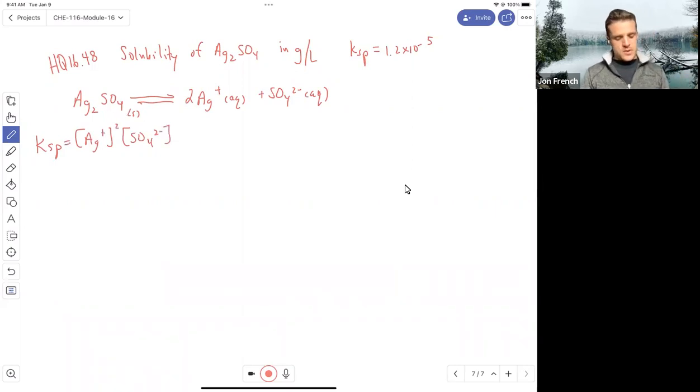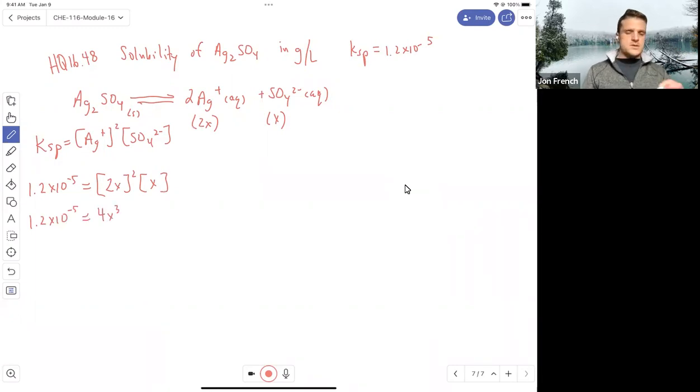We know the KSP, right? We know KSP is 1.2 times 10 to the minus 5. My concentration of silver is going to be 2x, and sulfate would be x, because that's the ratio they appear in. So I've got 2x squared times my concentration of the sulfate. So that's going to give me 1.2 times 10 to the minus 5 equals 4x cubed.